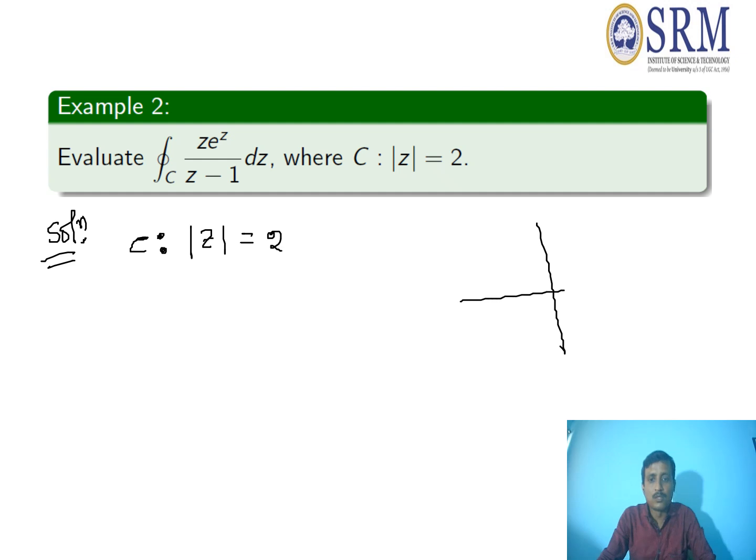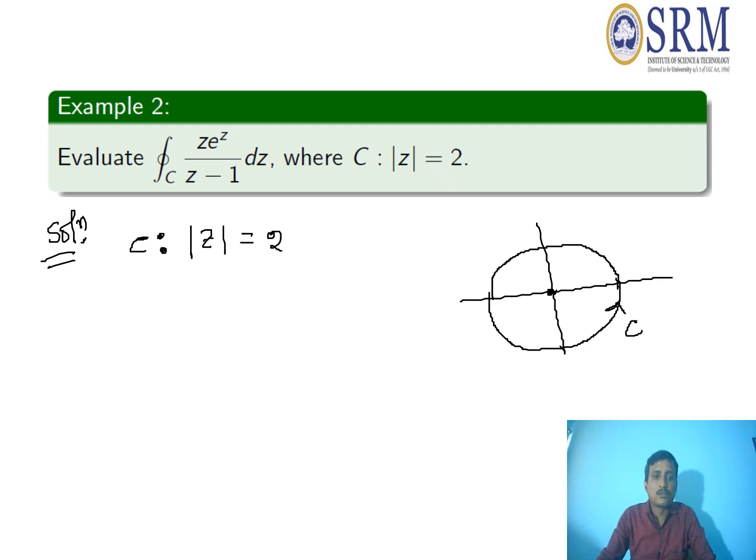To evaluate this type of problem, you have to draw the graph. Suppose this is the origin, and C is the circle with center at 0. What about the radius? The radius is 2. Suppose this is 2, and for this radius 2 with center at 0, I am going to draw the circle. And this boundary is the positively oriented curve C.